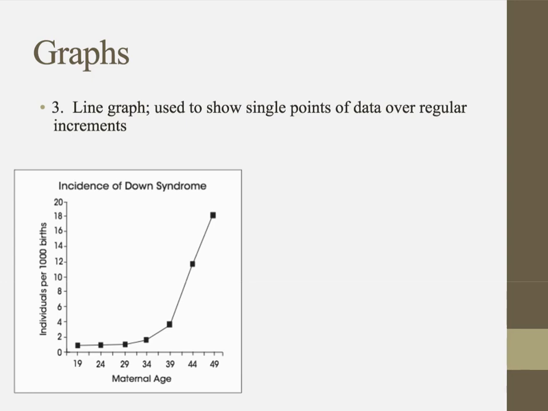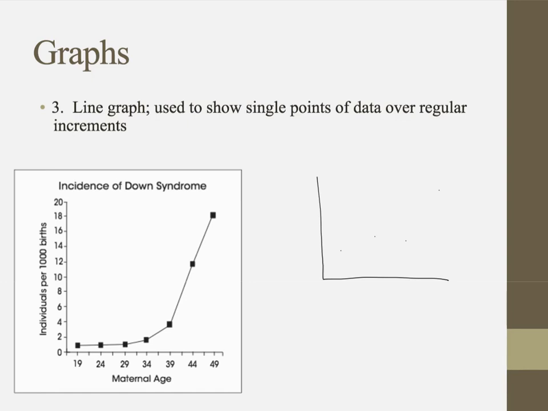Another common type of graph is the line graph, and line graphs are used to show how things change over regular increments. Down here we have individuals per 1,000 and maternal age, tracing the incidence of Down syndrome through maternal age. We have a continuous range of maternal ages, and these are averages for certain ages. Line graphs are always going to look something like this.